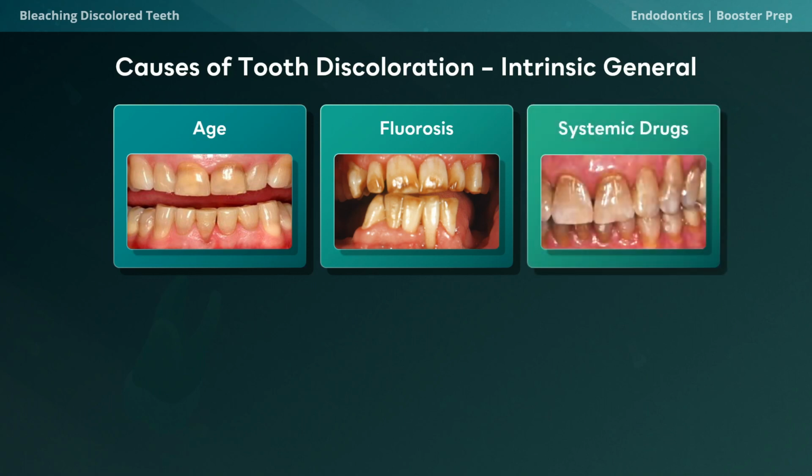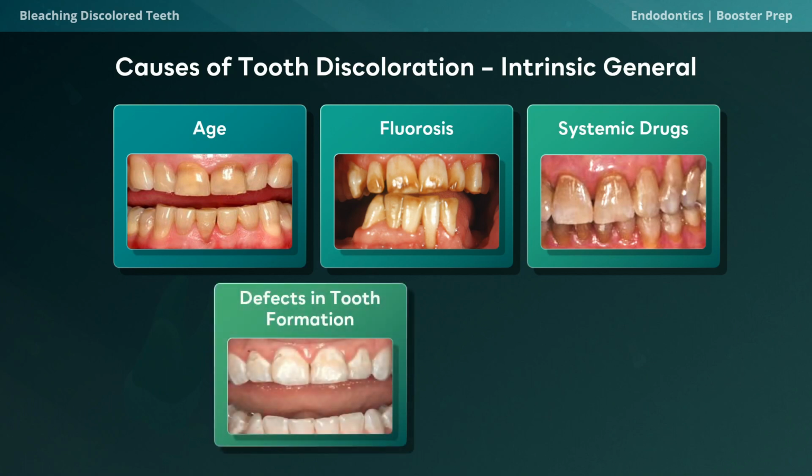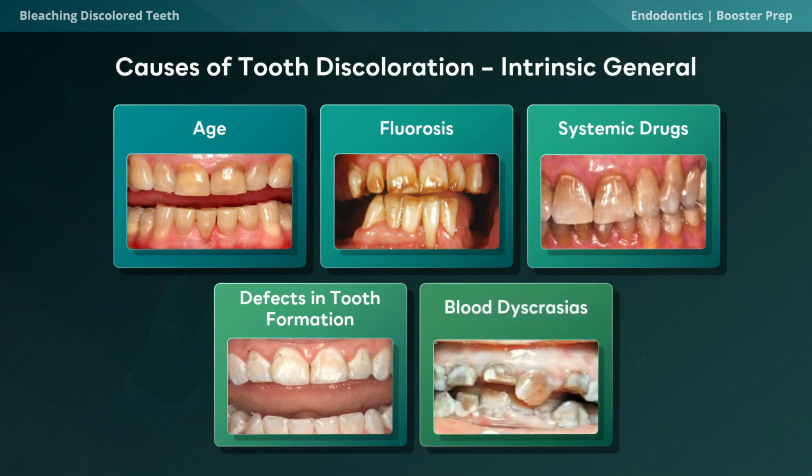Then there are certain medications like tetracycline that can cause discolorations. If you take them when your teeth are still coming in, it can bind to the calcium in your teeth and leave stains. We can also have conditions that affect how teeth form, like amelogenesis imperfecta. These defects in formation can also change the color of teeth. And last but not least, certain blood disorders, congenital erythropoietic porphyria being one, can have a pretty noticeable effect on tooth color.